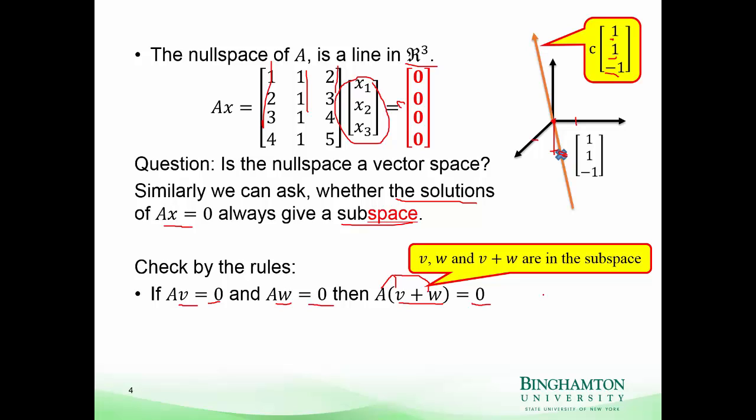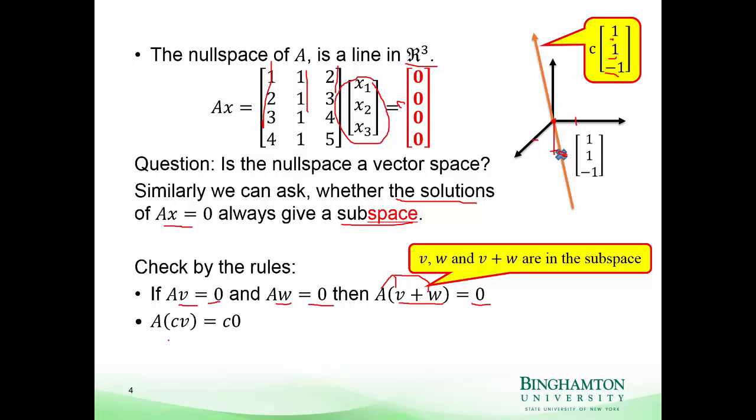Notice this was totally arbitrary, right? V and W are any two vectors that are in the null space, and then we showed that therefore it must also be true that their sum is in the null space.